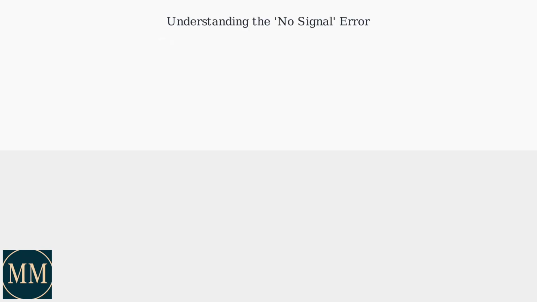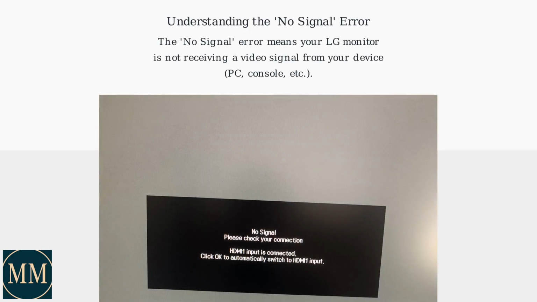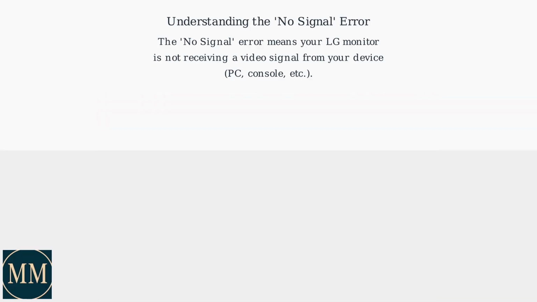The no signal error on your LG monitor means it's not receiving a video signal from your device, like a PC or console. This usually happens due to a failed HDMI handshake, where the source device and monitor can't properly communicate. We'll cover how to troubleshoot and fix this issue.